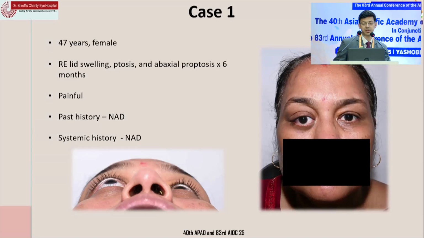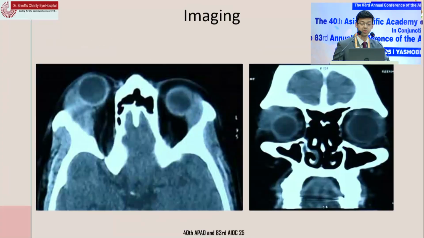This is a 47-year-old female who has a right eye swelling and fullness, which can be seen. Has history of pain, but there is no systemic history. And if you see, the duration is 6 months. So as I said, it is important to remember that inflammation can be chronic also.